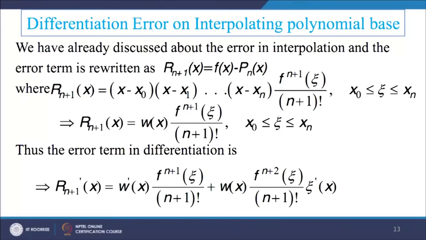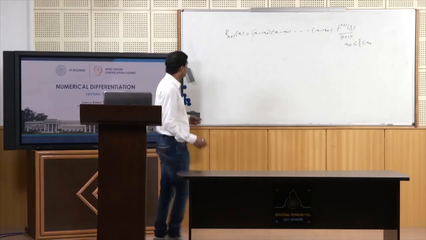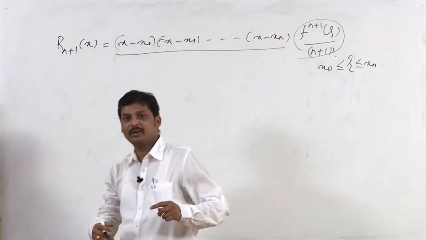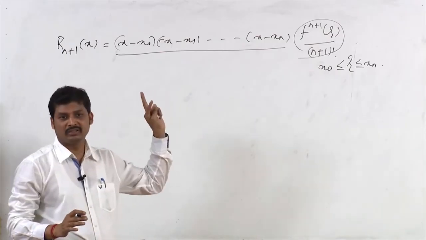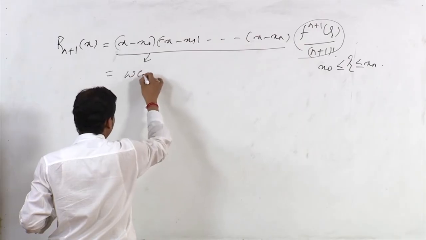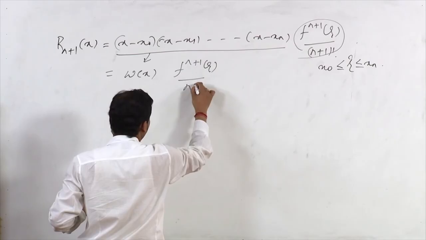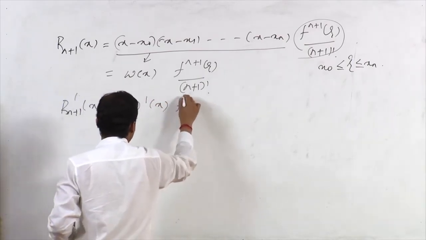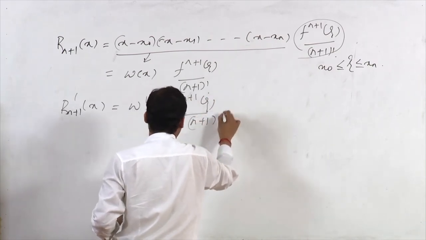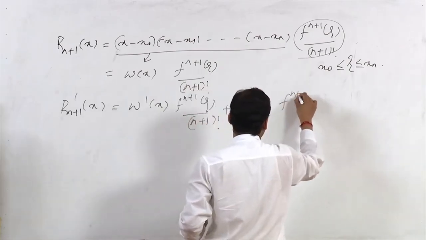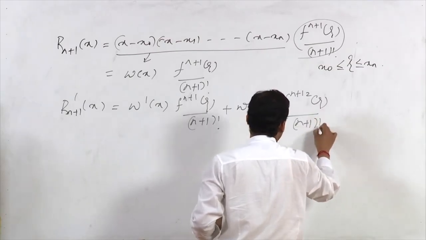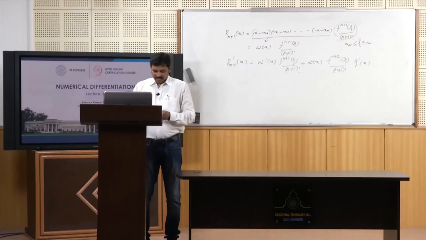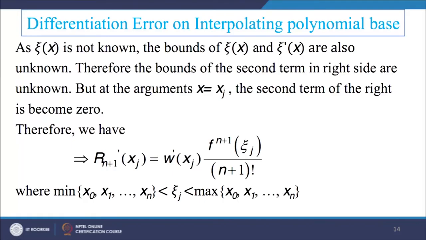And if we go for the differentiation of this error term here, then we can differentiate this product form separately, and we can take the differentiation of this zeta. Since zeta is a function of x here, we can treat this as a two variable product form. This means that if we consider this side as omega x and this side as f to the power n plus 1 zeta by (n plus 1) factorial, then this differentiation with respect to x for this error term can be written as omega dash x f to the power n plus 1 zeta by (n plus 1) factorial plus omega of x f to the power n plus 2 zeta by (n plus 1) factorial into zeta dash x here. So, based on this we can say that this error will occur at a different polynomial basis.